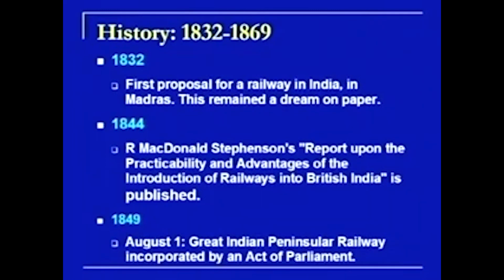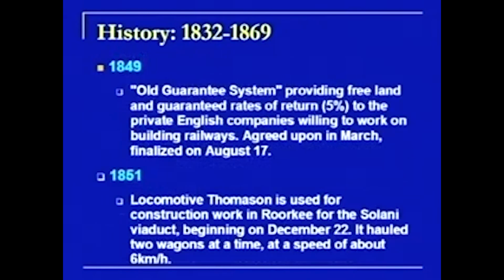Then there was the Great Indian Peninsular Railway, which was enacted with the Act of Parliament in 1849. I am taking only some important aspects of the history of Indian railways here. One thing we can see is that in 1851, there was the first movement of a train in India, in Roorkee. It was done for the Solani viaduct when the construction of that was going on. Of course, it was a very small track, and the main concern here was the transportation of material for construction purposes.